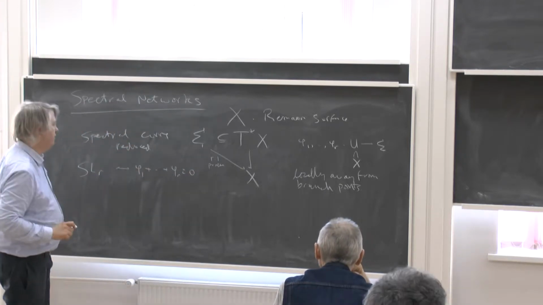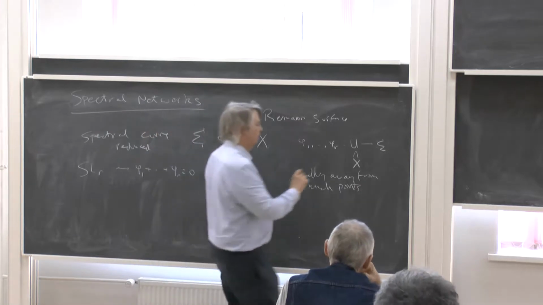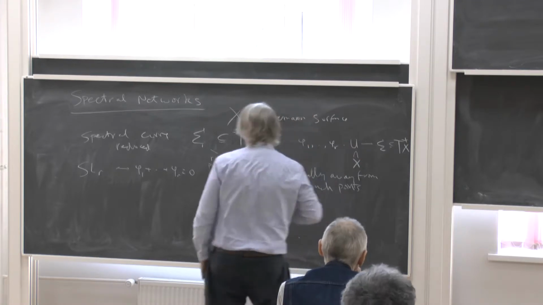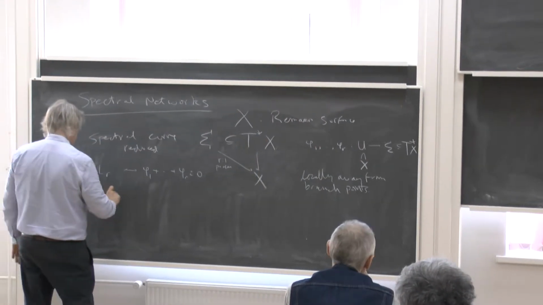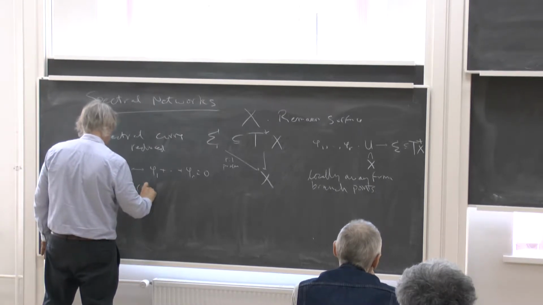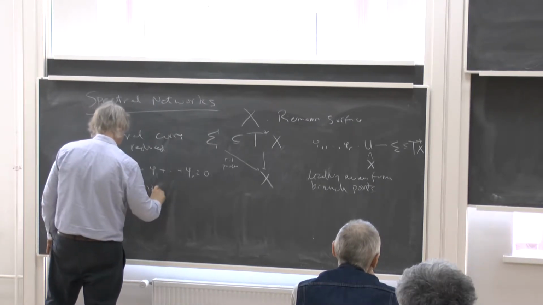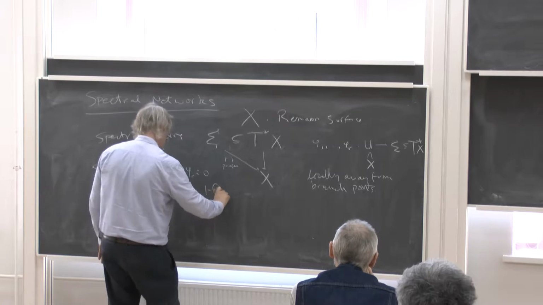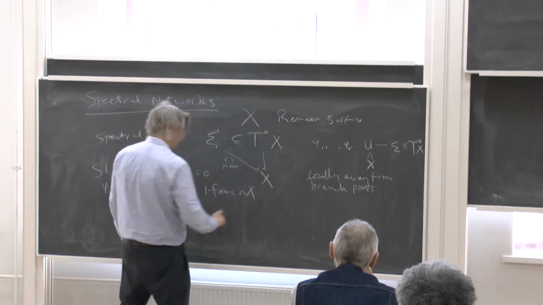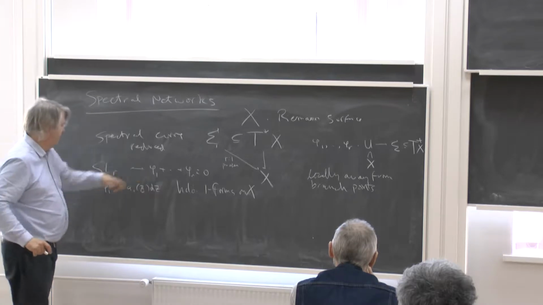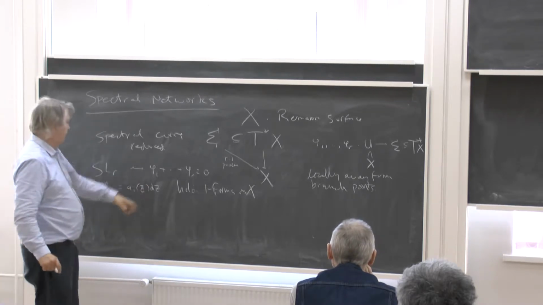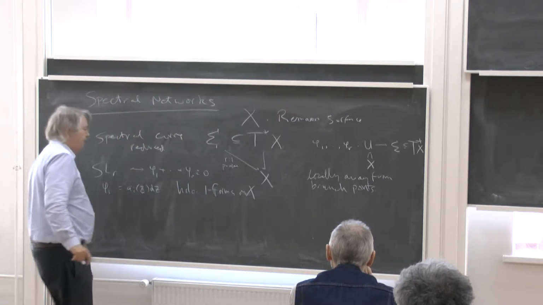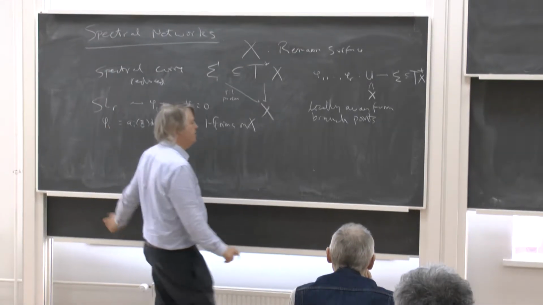So what are the phi's? The phi's can be considered as one forms on X. These are the things which we are calling phi i of z dz, if z is a local coordinate on X. So these are holomorphic forms on X. Now, this is of course away from the branch points.